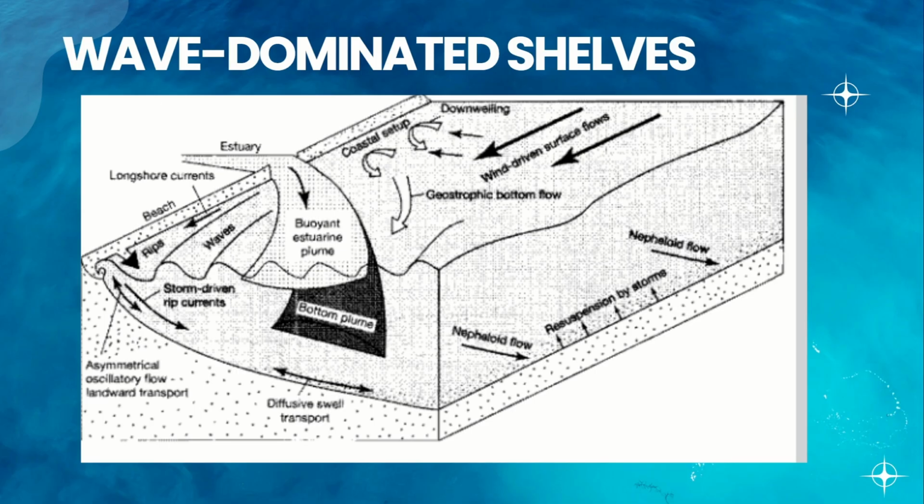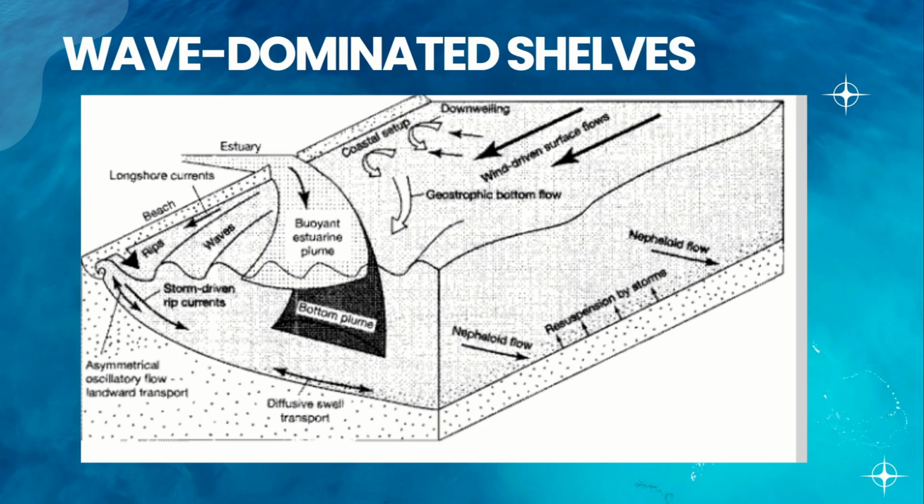Here near the coast, waves and longshore currents transport sand along the shoreline, while the storm-driven rip currents push some sediments out towards the deep water. The rivers and estuaries also bring in mud and silt, forming surface and bottom plumes. This spreads out across the shelf.